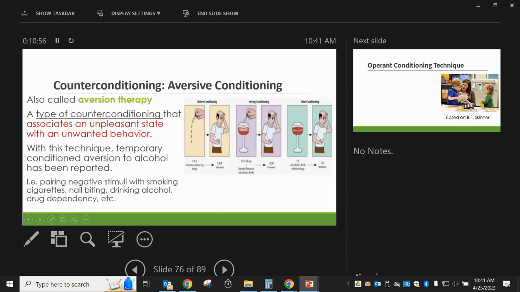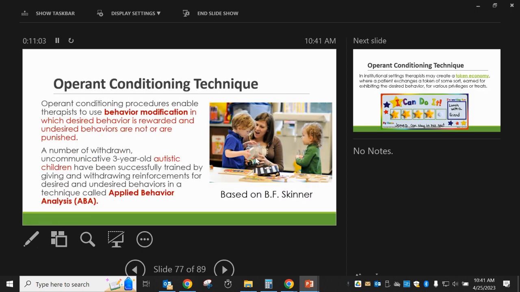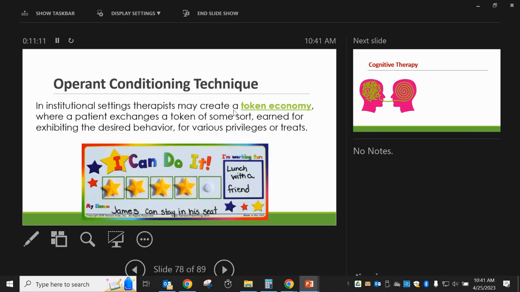Counter conditioning with aversion therapy, you're trying to pair the behavior that you want to get rid of with something you dislike. ABA, applied behavior analysis, is behavior modification using rewards and punishments. This is often used with autism. A token economy is when you're giving people rewards for some sort of privilege. In prison, they may do this as like extra free time or extra time to watch TV in order to reward good behaviors.